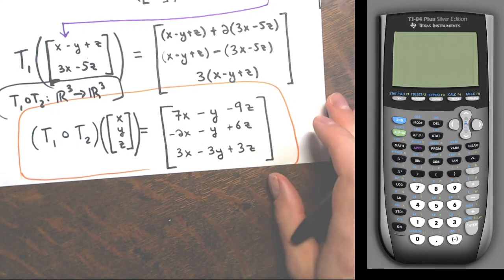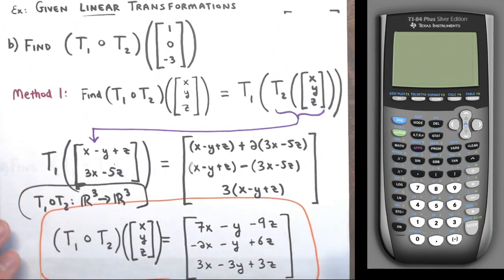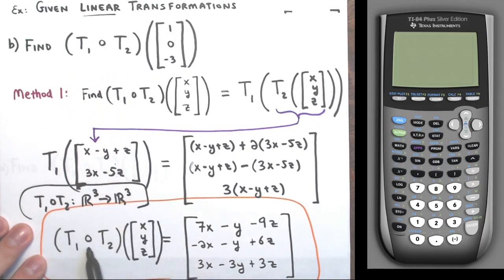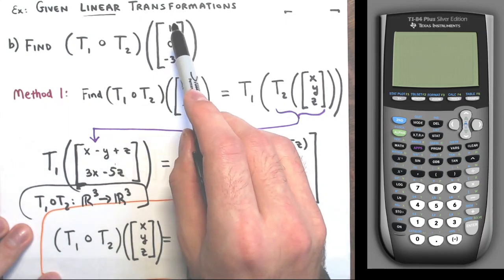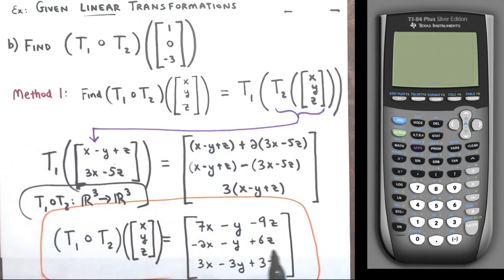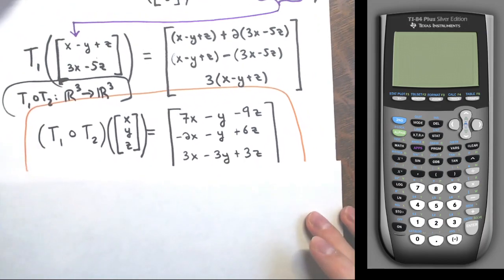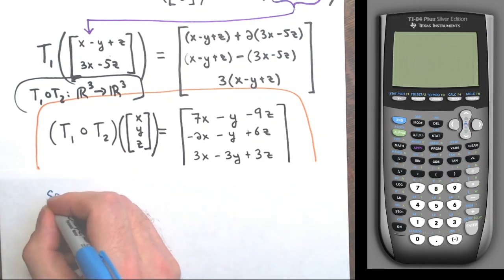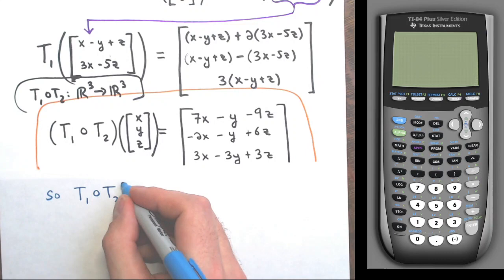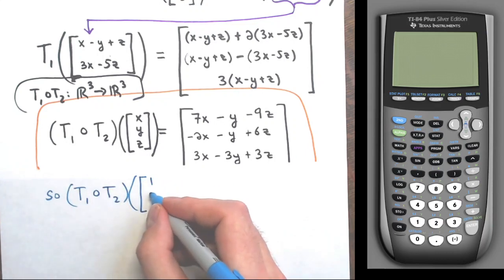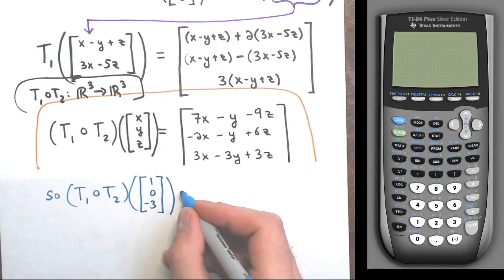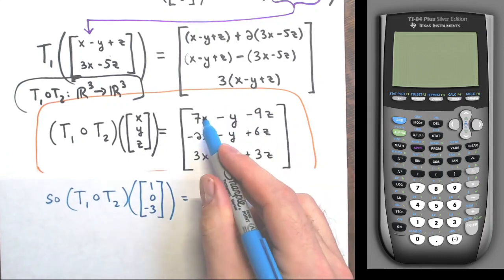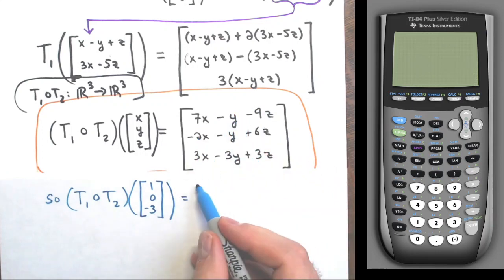All right, so now back to the problem at hand. I went through and found T1 composed with T2 at any vector from R3 as the input. Now I'm just going to go to this specific one, replace x with 1, y with 0, z with -3. So T1 composed with T2 at the vector 1, 0, -3, like I was asked for, is just go through this thing here, replace all the x's with 1, y's with 0s, and z's with -3.